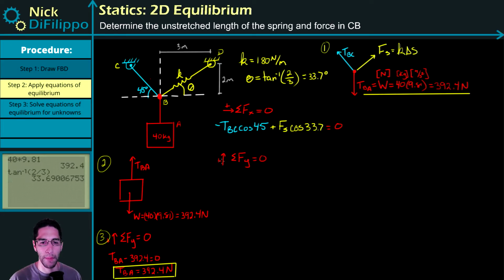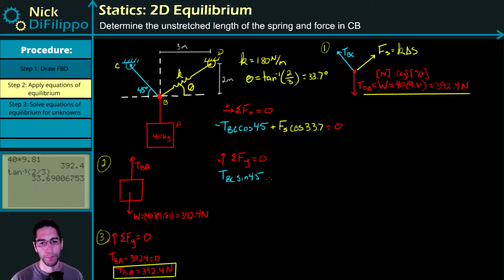We're going to call up positive. Now we've got to look at all these forces. Well, again, if we decompose TBC, TBC is going in the upward direction, upwards, what I called positive. So TBC is going to be added. We're going to have TBC. If for the x we use the cosine, for the y we're going to use the sine. So it's going to be times the sine of 45.